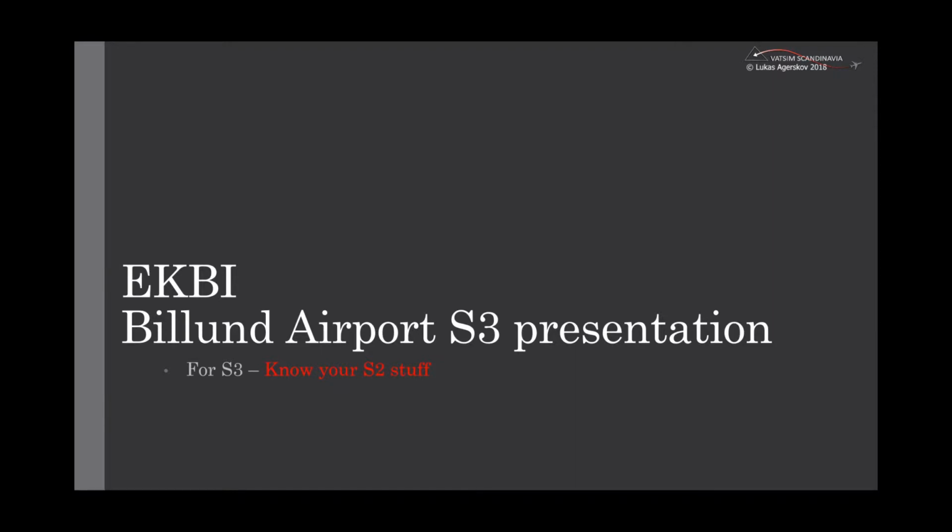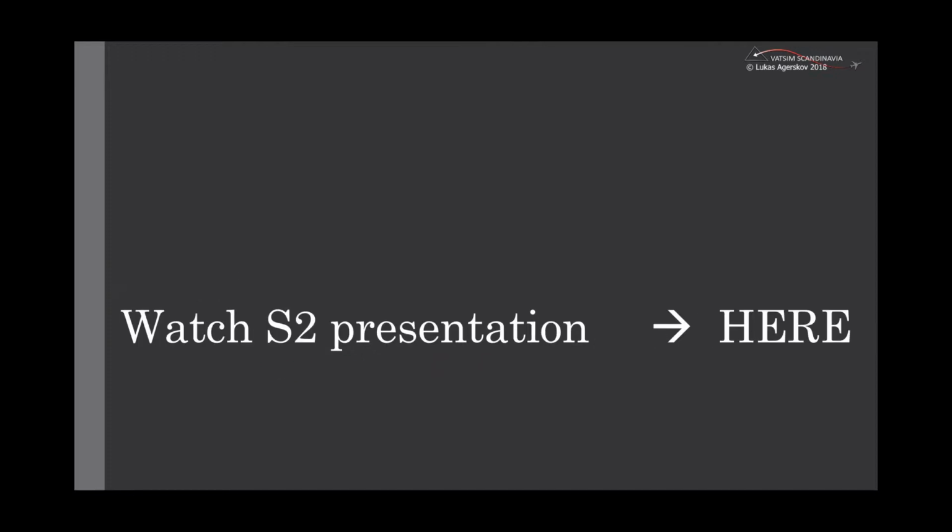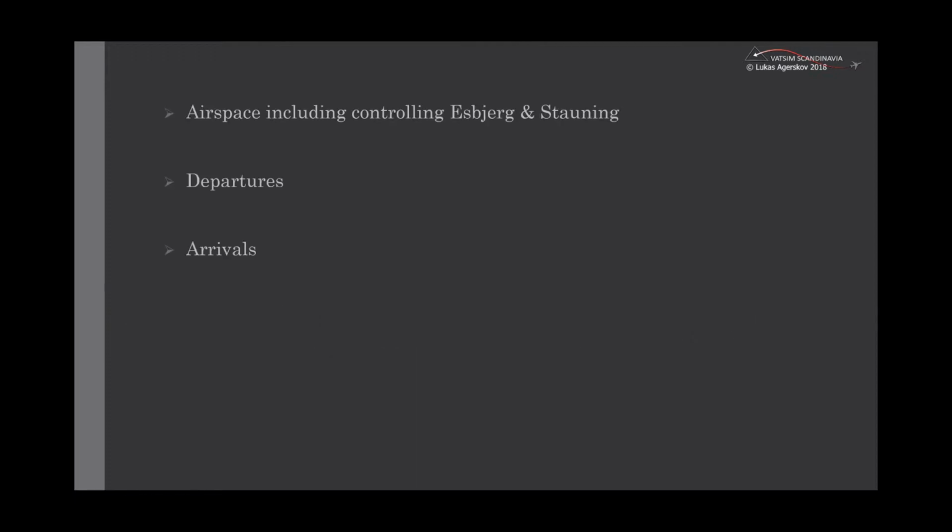Now it's time to expand your knowledge about Billund Airport in the S3 presentation: how to control Billund as an approach controller. For this presentation, we will assume you know everything about the S2 part. So if you're rusty, study up by watching the S2 presentation on Billund. Anyway, this will be a short presentation. We'll look at the following things: airspace classes, including controlling airspeed and sounding, departures and arrivals. So let's dig into the basic structure.